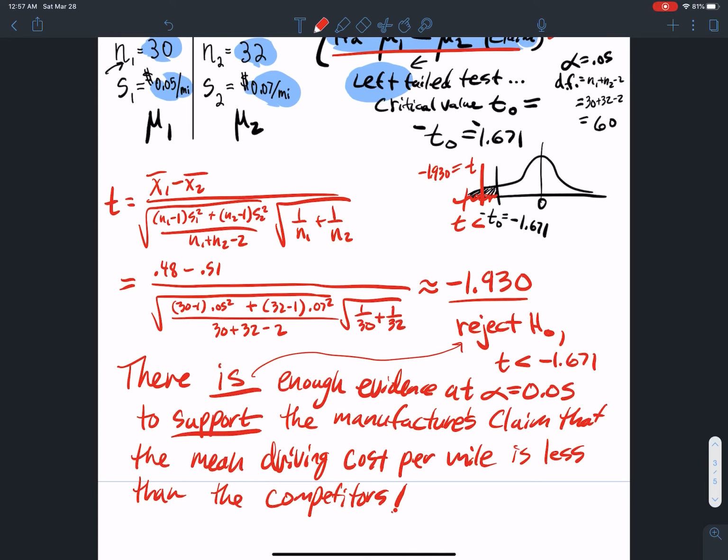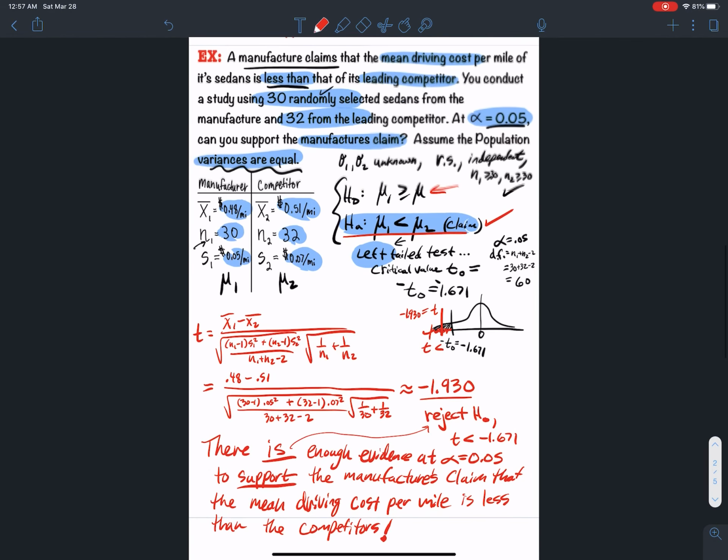Wow, what a powerful statement that this statistician was able to say for this car company. Okay? So this manufacturing company can now advertise there's enough evidence. We're 95% sure, right? 0.05 alpha, to support the manufacturer's claim that the mean driving cost per mile is less than our competitors. What a strong statement. All right, guys, good luck on your homework.